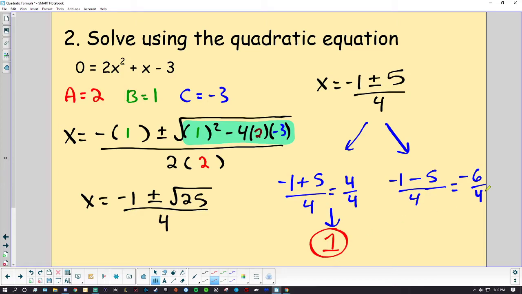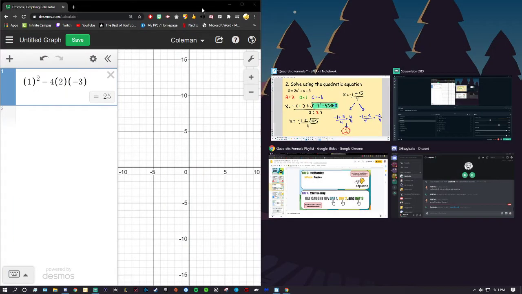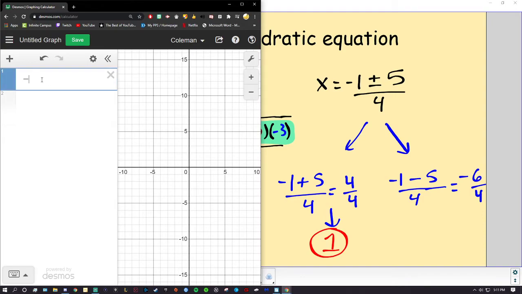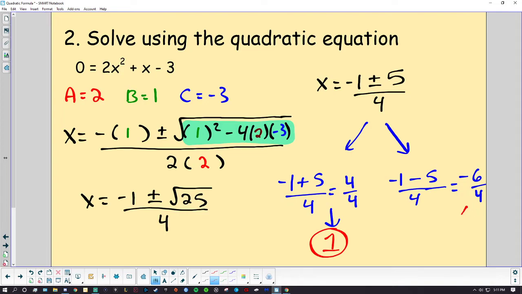Negative 6 over 4, oh no, a fraction. Let's pull up Desmos and have it simplify our fraction for us. Negative 6 over 4. Click your fraction button. It's negative 3 over 2. Is this what you got? Did you use the quadratic formula and get 1 and negative 3 over 2? If you did, awesome job. Make sure you have all of this done. We have one more question we're going to do.